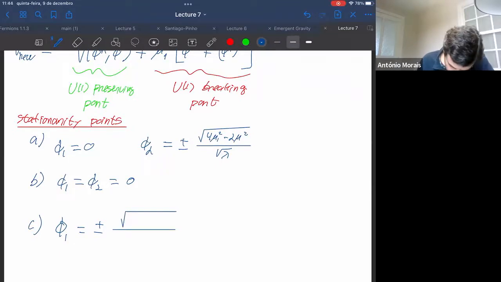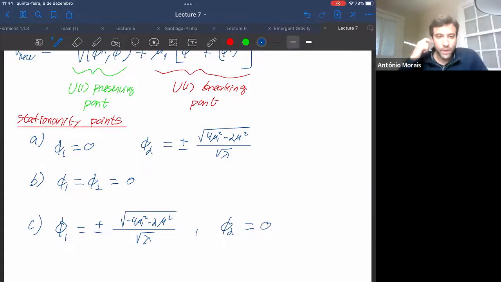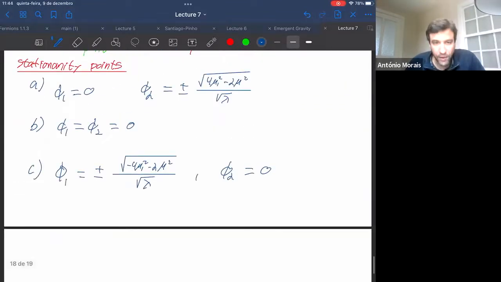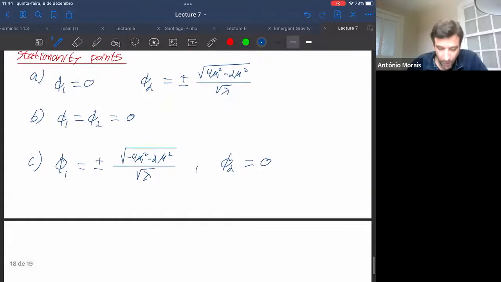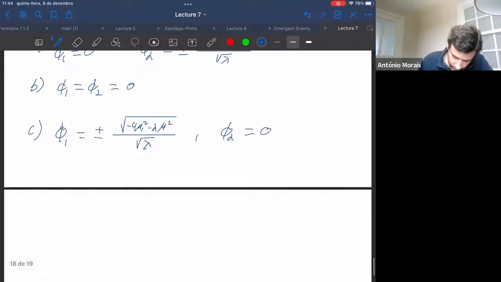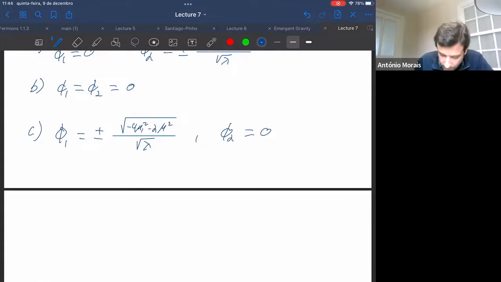So we have minus 4 mu1 squared minus 2 mu squared square root lambda, and phi2 equal to 0. Right. So what happens when you look into the graph of this? First of all, let's look at the mass matrices. I will just write with condition A. With condition B, it's the same as you've seen before. It's a symmetric potential, as we have seen before.